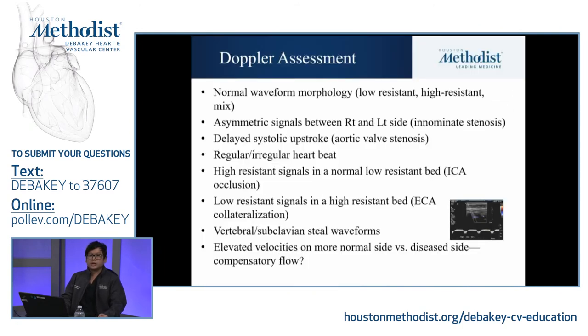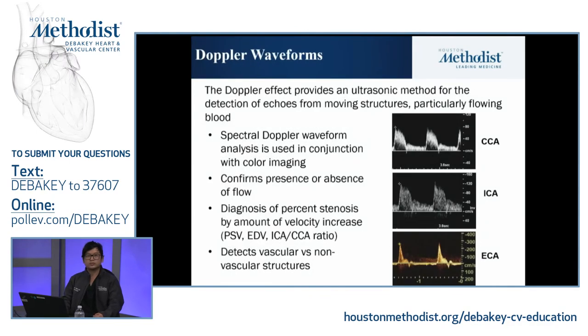With Doppler, we're always looking at the waveform morphology. We're curious to see if there are any asymmetrical changes or imbalances. For example, if one carotid artery is much faster than the other, we want to make sure that high resistance is in the arteries that should be high resistance and low resistance is in the arteries that should be low resistance. Is the vertebral artery moving in the right direction? And are there elevated velocities from one point to the next when walking the Doppler?